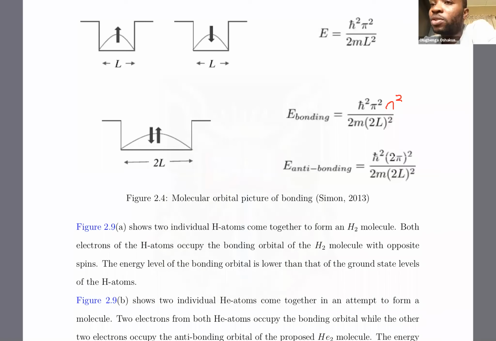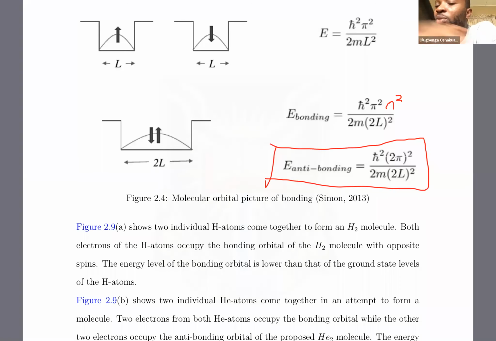It is right, because for the bonding orbital, n is equal to 1. And when n is equal to 1, you would have exactly what you have there. And for the second orbital, which is the anti-bonding orbital, n is equal to 2, which is exactly what you have there. So if you take n equal to 2 in this bonding expression, you would have exactly what you have in anti-bonding. Yes, sir, I've gotten it, sir. Okay. Any question about the video, about anything that we have done so far?